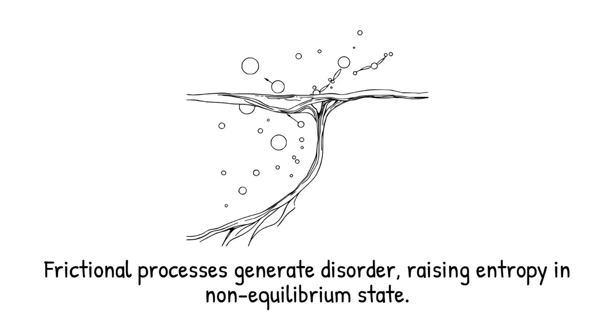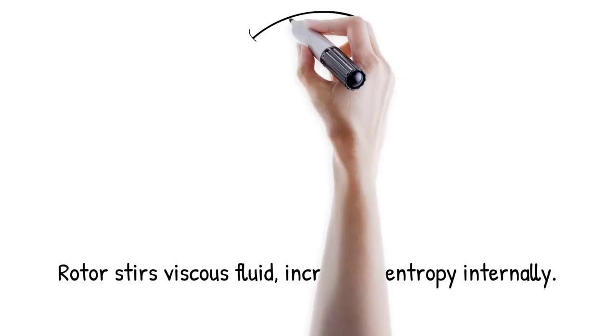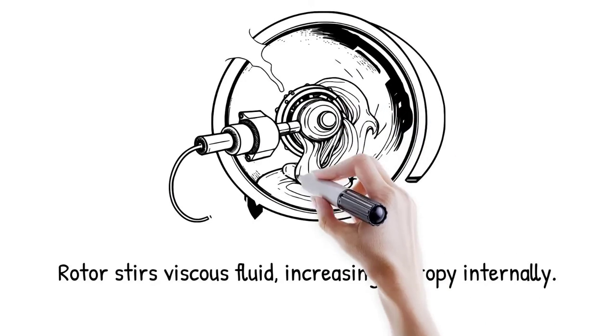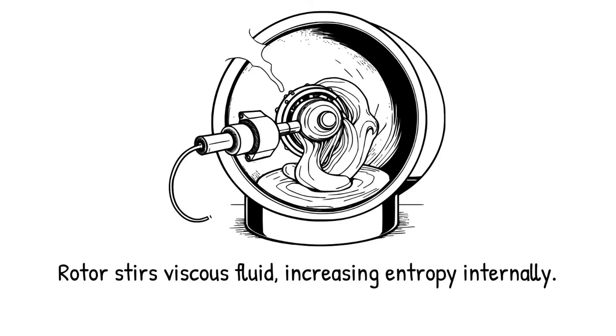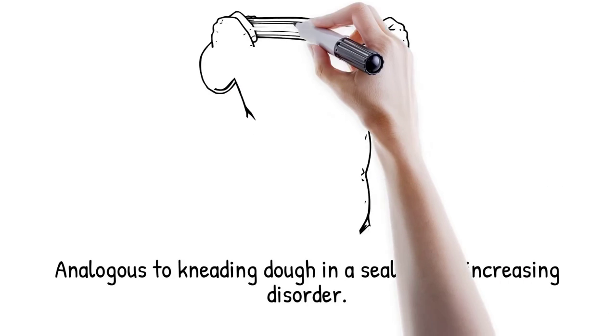A rotor stirring a viscous fluid in an insulated cylinder increases entropy through internal viscous heating, even if no net heat leaves the cylinder. It's like kneading dough in a sealed bag. The dough warms internally and becomes more mixed, raising disorder without leaking heat.